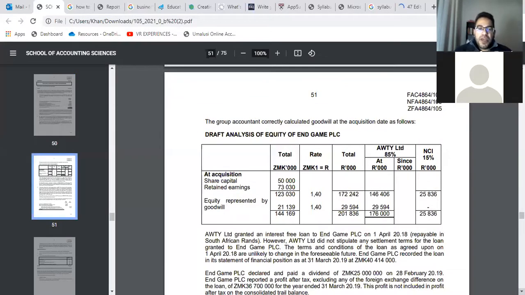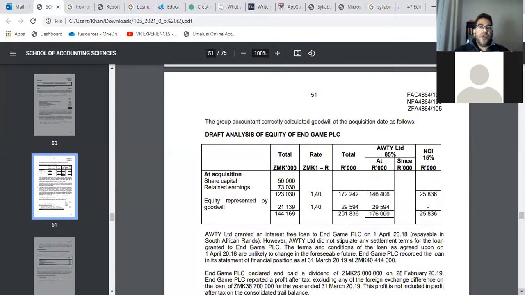So here they say the group accountant correctly calculated goodwill at the acquisition date as follows. So giving you a draft analysis of equity. The group accountant correctly calculated goodwill. Okay, draft analysis of equity of Endgame. Okay, so here we have.